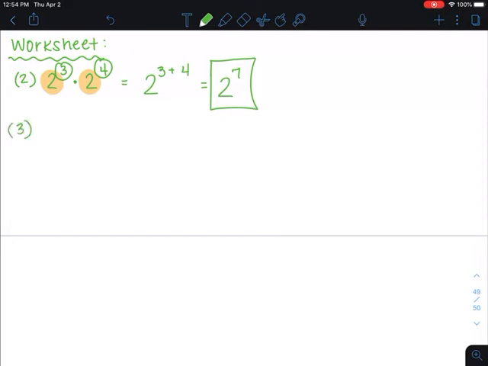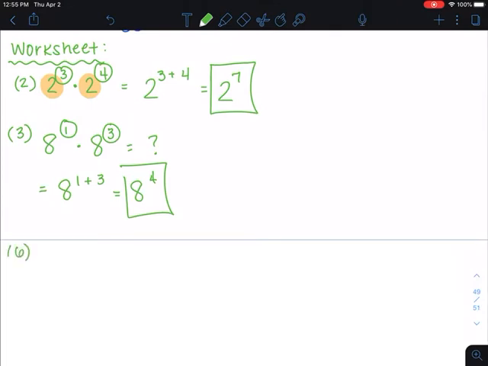So let's look at number 3. So number 3, it says 8 to the first power times 8 cubed is equal to what? So we have to add our exponents. So we have the first exponent, which is a 1. Again, we keep our base, same base. We add the second exponent, so 1 plus 3 is 4. So it becomes 8 to the fourth power.